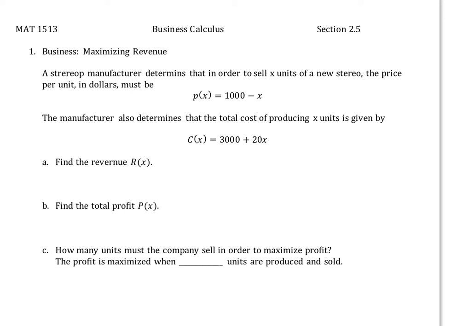So this problem says a stereo manufacturer determines that in order to sell x units of a new stereo, the price per unit is given by this function, this little p of x right here. And they also give us another function that tells us the cost. The very first thing it's asking us is to find the revenue.